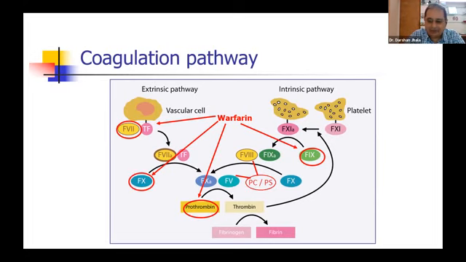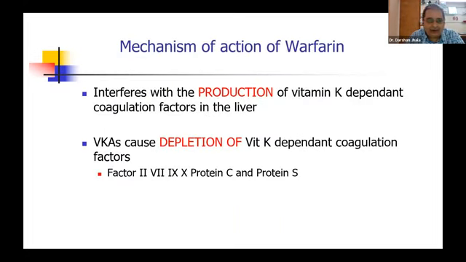And that is why warfarin works by interfering with the production of vitamin K dependent factors, and they cause depletion. So warfarin causes depletion of vitamin K dependent coagulation factors. And that is why it is rational to use vitamin K and the depleted factors, either combined or specifically, like activated protein C or activated factor 7. So that is why these agents work in warfarin related bleeding.